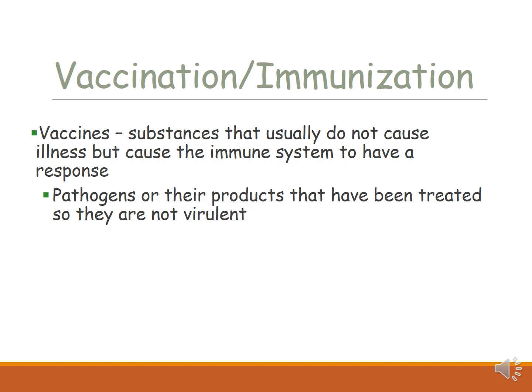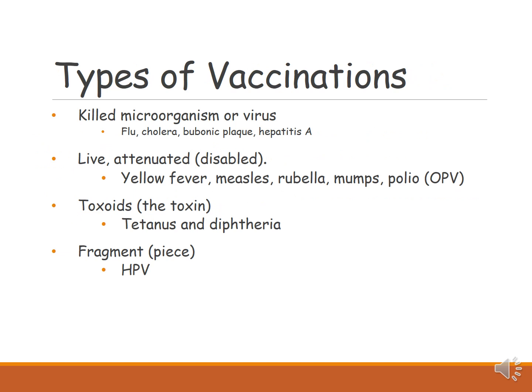Right, so what a vaccine or immunization does: vaccines are substances that usually don't cause the illness. We'll go into it, there's a few cases where vaccinations can, but they cause the immune system to have a response. Vaccinations include pathogens or pathogenic products. It could be like a part of a pathogen's toxin that has been treated so it is not virulent or not disease causing. There are a variety of different mechanisms that a vaccine can use to enable immunity.